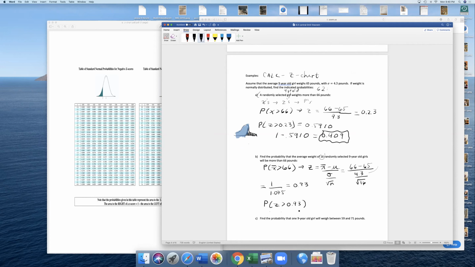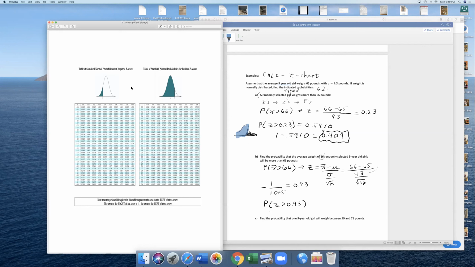Now again, converting this z, remember we go from x's to z's to p's, now we're going to convert that into probabilities. I'm going to look up 0.93 in my z values. So here's 0.9, here's 0.93, and it's 0.8238.